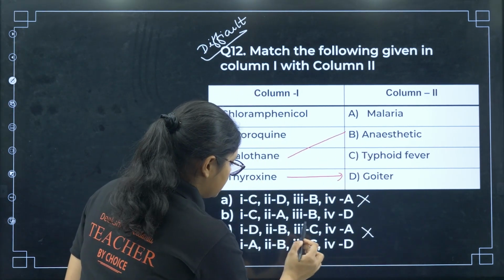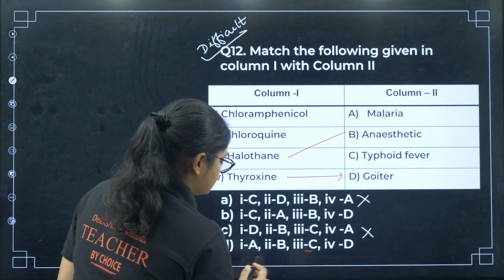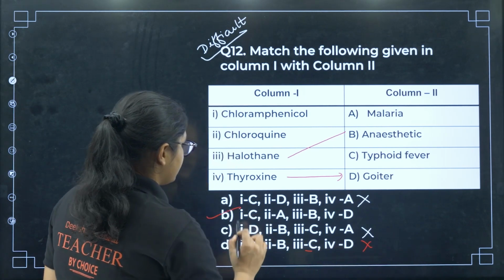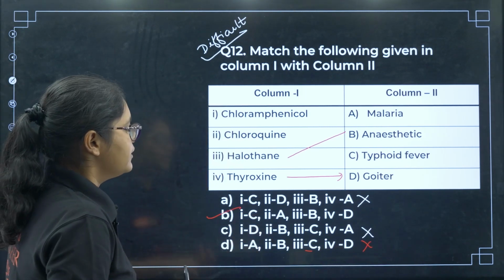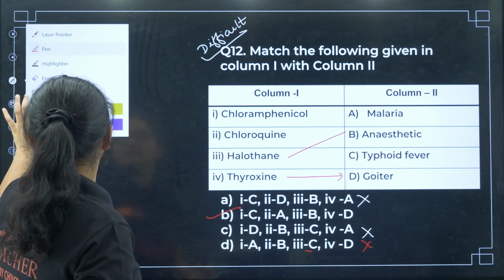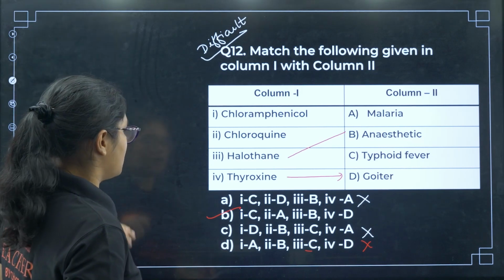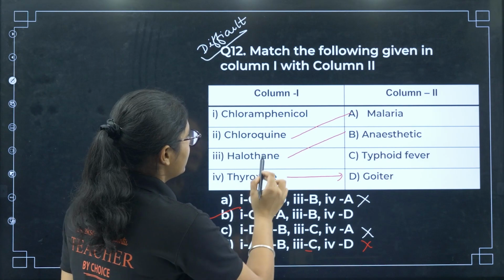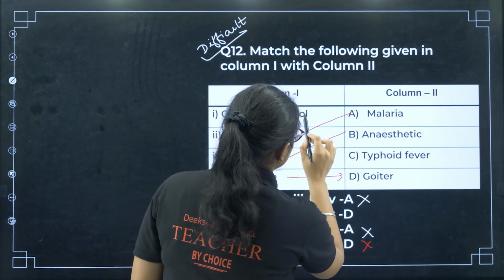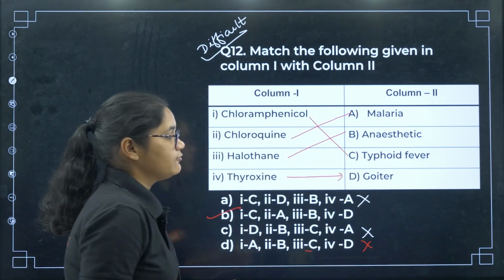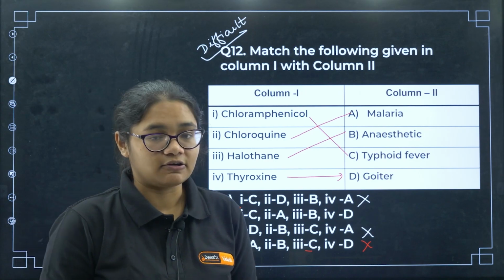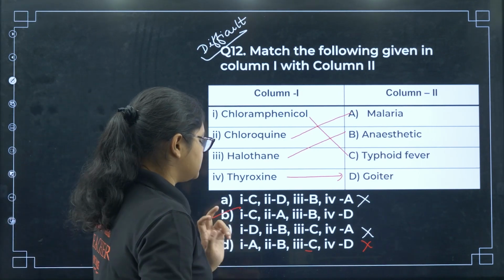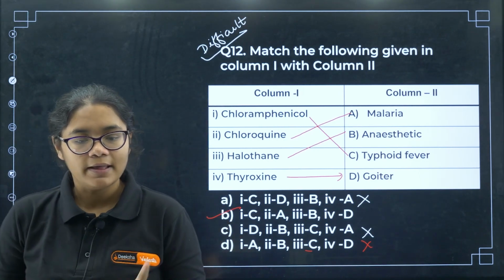So if I see here 3 is B and here 3 is C, so I will eliminate this one. The correct answer here will be option number B here. Okay. Next, if I see the other options, chloroquine is for malaria, so 2 has to be A. Okay, and chloramphenicol is used for typhoid fever or any bacterial infection, so 1 has to be C. So correct answer is option number B here.